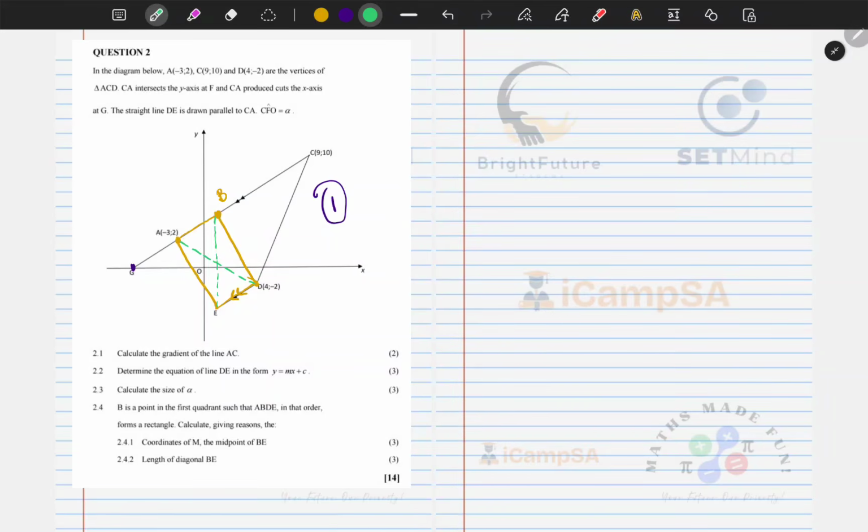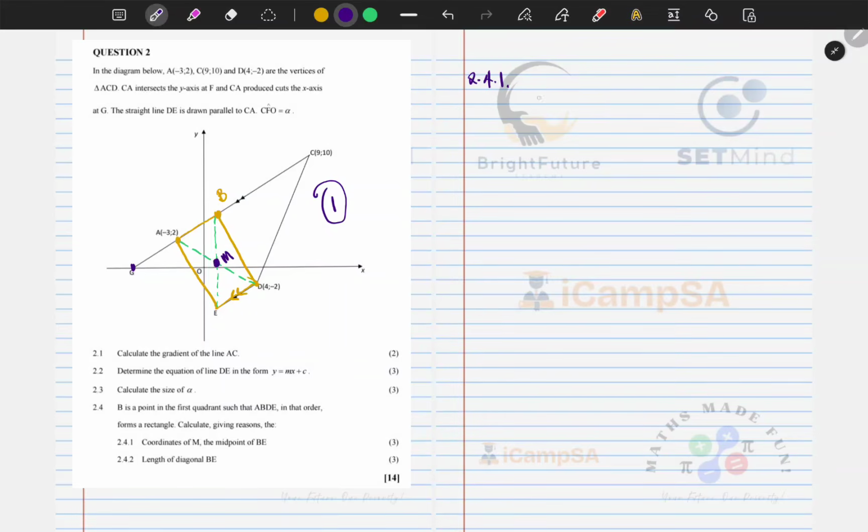Right, so now in this order you have your A, B, D, E. Great, you have your A, B, D, E forming a rectangle. So now we have to calculate, giving the reasons, the coordinates of M, which is the midpoint of BE. So this means that your M will be here, right? So in order for us to calculate the coordinates of M, the midpoint of BE, we are going to have to use the midpoint formula.